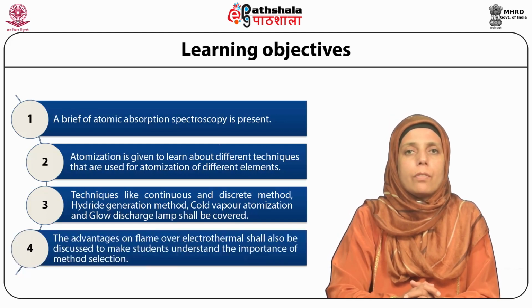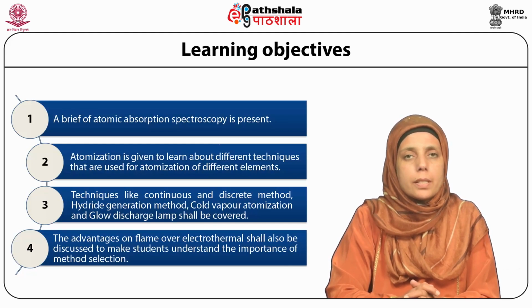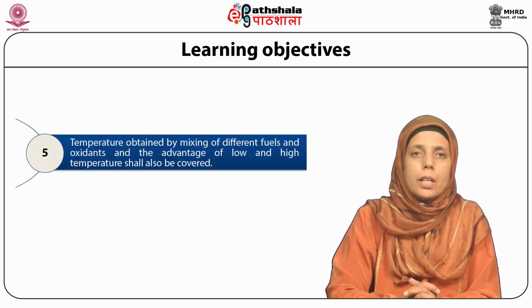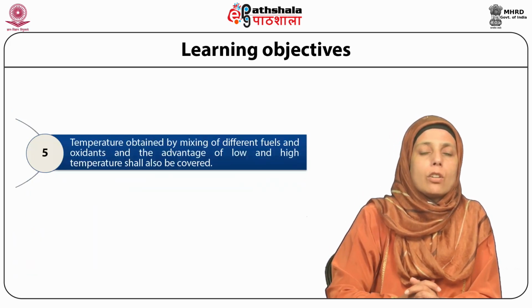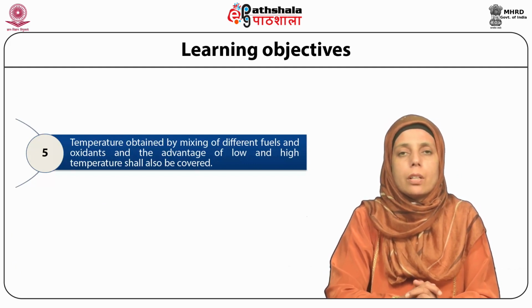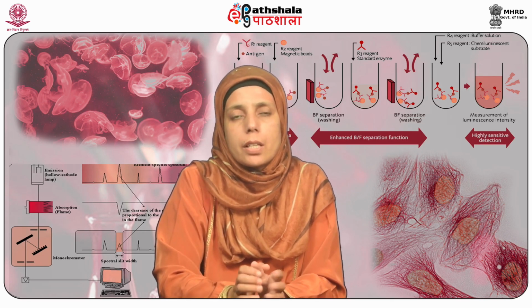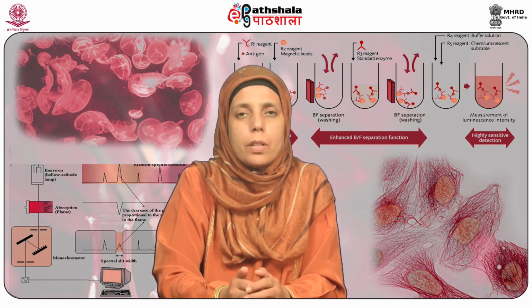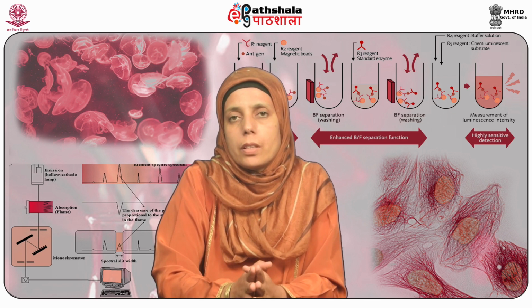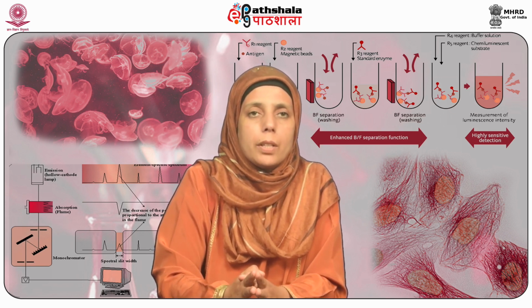The advantages of flame over electrothermal shall also be discussed to make students understand the importance of method selection. The temperature obtained by mixing of different fuels and oxidants and the advantage of low and high temperature is also discussed. We already have discussed atomic absorption spectroscopy, various techniques, instruments, advantages and disadvantages. Here I am briefly brushing up on the technique.